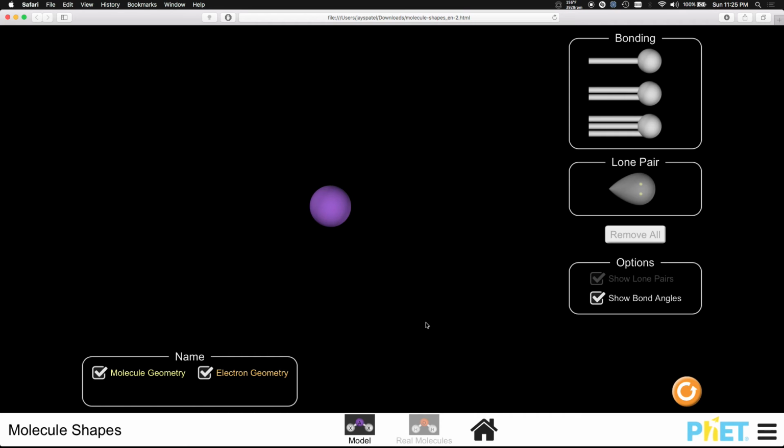So this is what we were looking at with the balloons when Dr. Van Dorn was using balloons to demonstrate that electrons take a certain shape. In the middle here in the purple, we don't really know what kind of element this is. It's just a central atom. Around it, I'm going to add some bonds and lone pairs. We're going to explore the different types that are going on here.